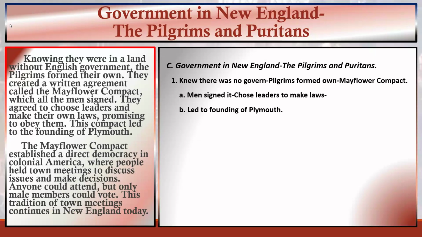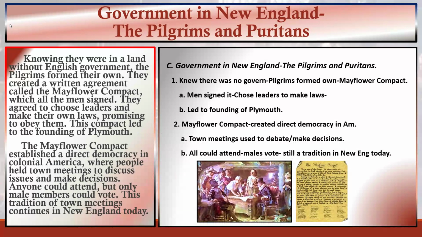So how did I summarize this? Okay, Mayflower Compact, direct democracy, colonial America. Held town meetings, discuss issues, make decisions. All could attend, only males could vote. Influenced town meetings in New England today. I mean, those were the important points. Let's see if I hit them.